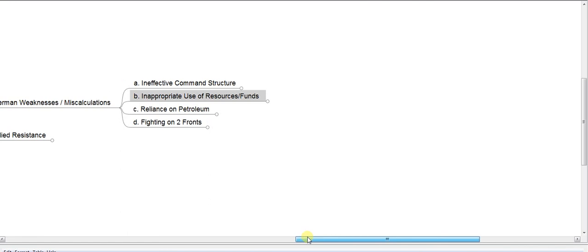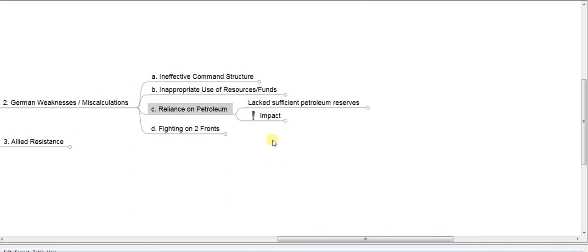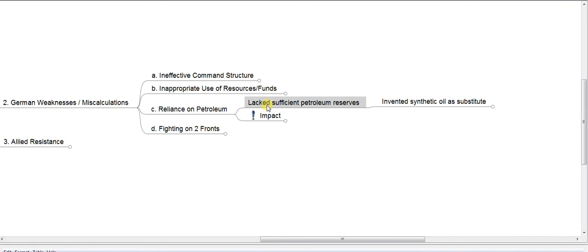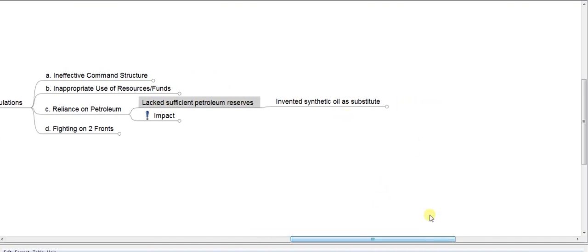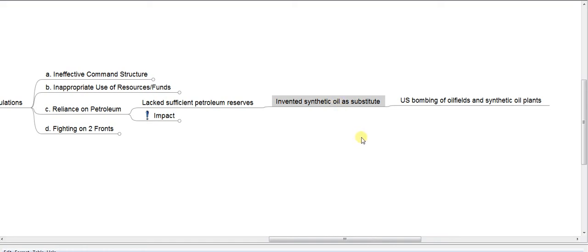The third problem with Germany was that it relied too much on petroleum. It lacked sufficient petroleum reserves. Petroleum was important for the factories, important to run things like tanks, ships, planes. Okay, essentially petroleum drove the German war effort. So because they lacked sufficient petroleum reserves, Germany invented this synthetic oil as a substitute to normal petroleum. However, the USA bombed both oil fields, okay, with petroleum and also the synthetic oil plants.